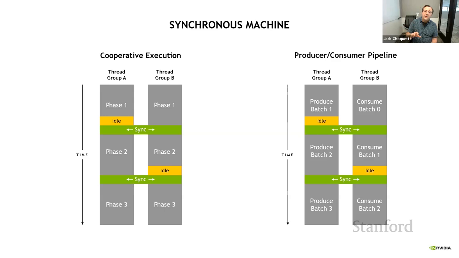Another model is where threads can have a more producer-consumer model. This is where data is produced by one thread and consumed by another thread, and they're doing essentially different computations, different parts of a pipeline computation. Here, the consumer needs to synchronize with the producer to ensure the data has been produced and is ready to be consumed. In a synchronous machine approach, all threads must arrive and wait at the barrier until all other threads have also arrived at the barrier. They effectively are running in kind of a lockstep manner. This leads to inefficiency where threads and execution resources are idle, waiting for the barrier to clear.